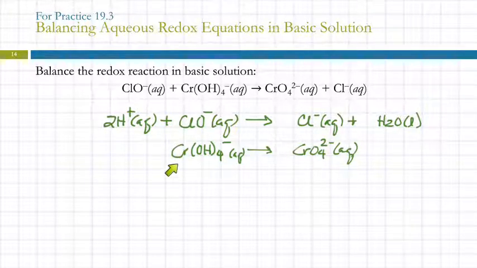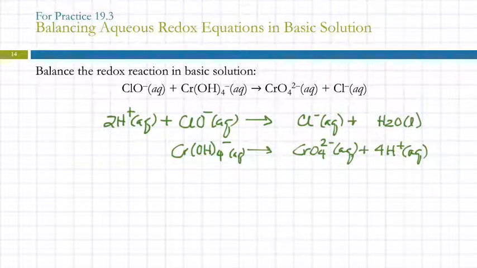Down here I've got 1 chromium and 1 chromium. Here I have 4 oxygens and 4 oxygens. That's nice, but then there's these 4 hydrogens, so I have to balance those by adding H pluses. So I'm going to add 4 H plus on this side. And there I have balanced with respect to mass in acidic solution, but this is basic solution.